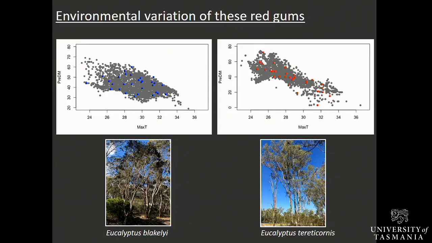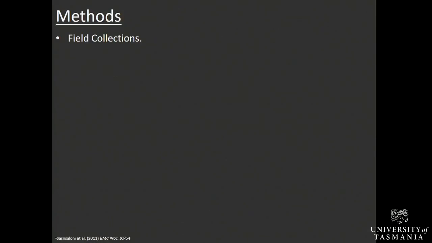So sampling the geographic space is just not enough. We need to ensure that we sample the climatic variability as well. Just showing here maximum temperature with precipitation of the driest month, you can see that they both share a very similar maximum temperature, but there's a bit more variability with Blakelyi in the driest month precipitation. So this drove my field collections.